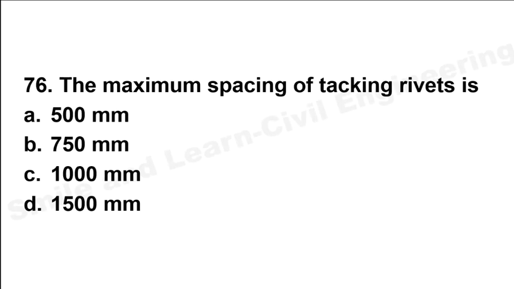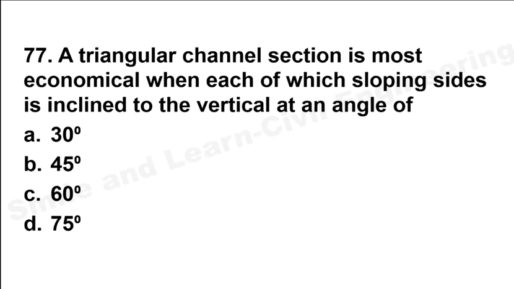Question number 76. Maximum spacing of tacking rivets. It will be equal to 32 times the thickness of outside plate, but here the value is given, so the value is 1000 millimeter. Next question number 77. Triangular channel section is most economical when each of its sloping sides is inclined to the vertical at an angle of 45 degrees, option B.